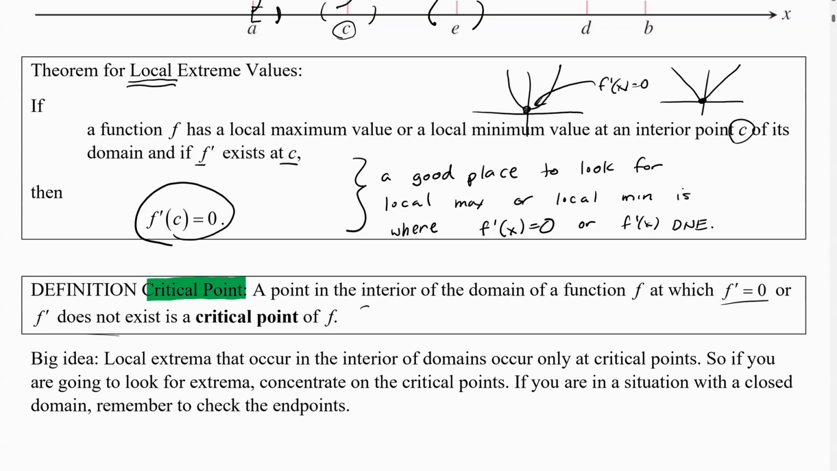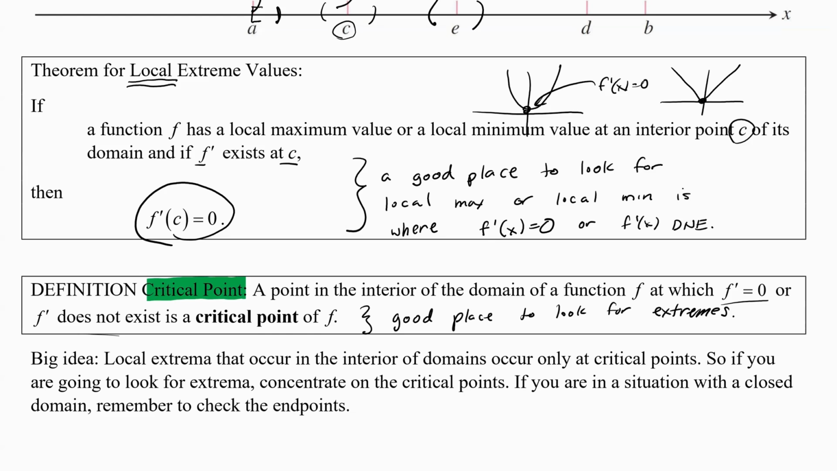And again, why do we care? Because it's a good place to look for extremes, maximums and mins. Right? That's all we're saying. If we're going to go look for something, why don't we look in the places we're most likely to find it?